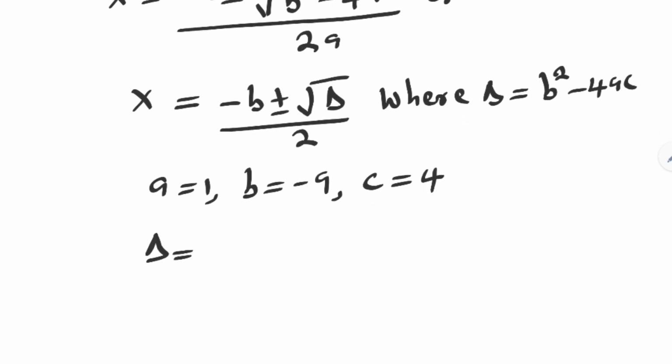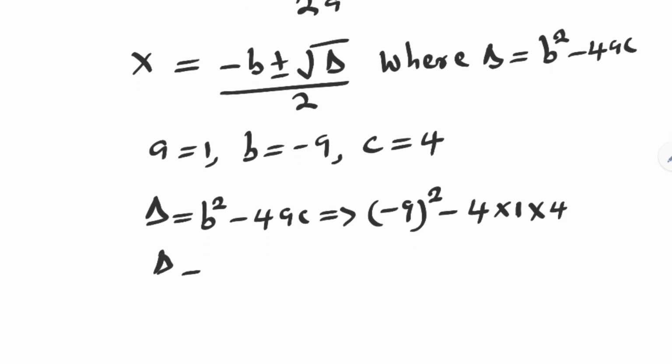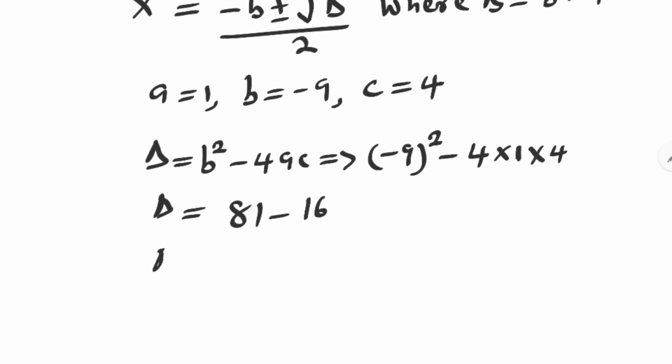Discriminant D is equal to b squared minus 4ac. Then this is minus 9 squared minus 4 multiplied by 1 multiplied by 4. D is equal to minus 9 squared, this is 81, minus 4 multiplied by 1 multiplied by 4, that is 16. D is equal to 81 minus 16, that is 65. Then let us put this into the formula here.